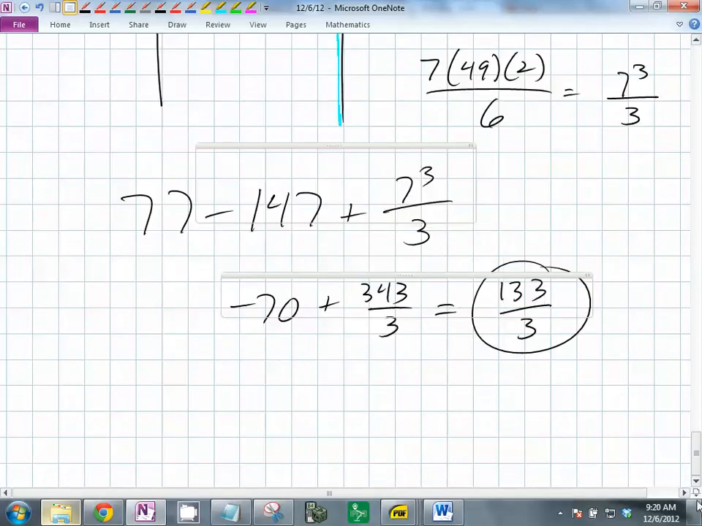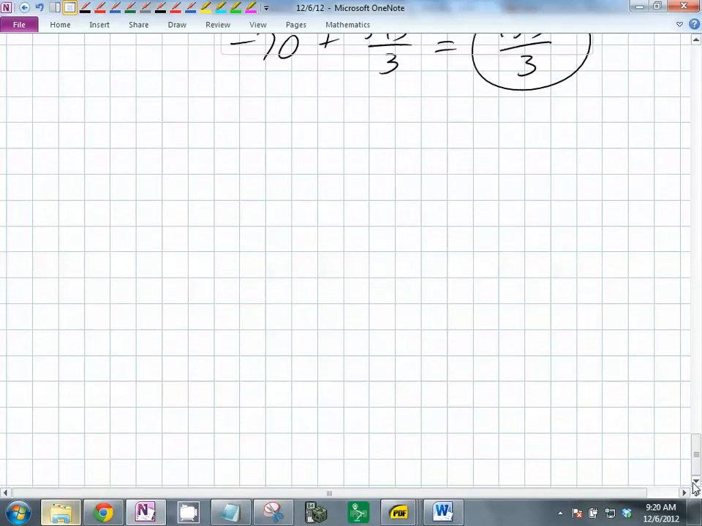How does one homework question sound? One homework question sound pretty good? Yeah. So how about you do this? I want the area.